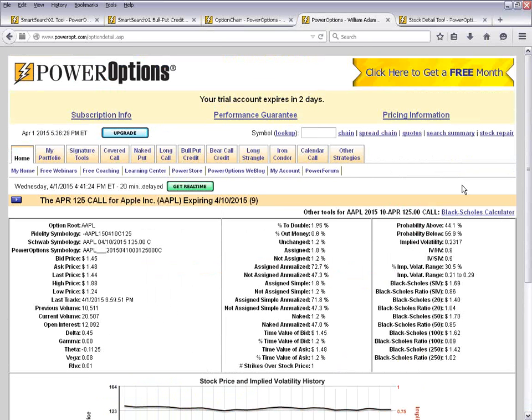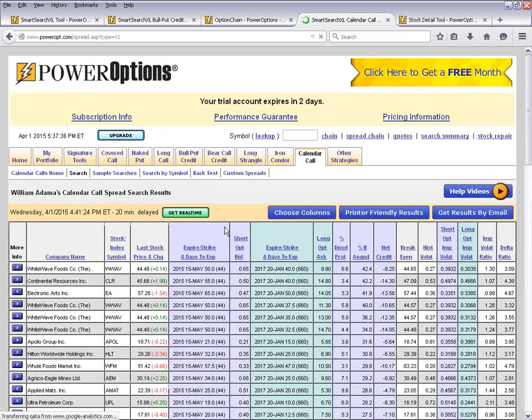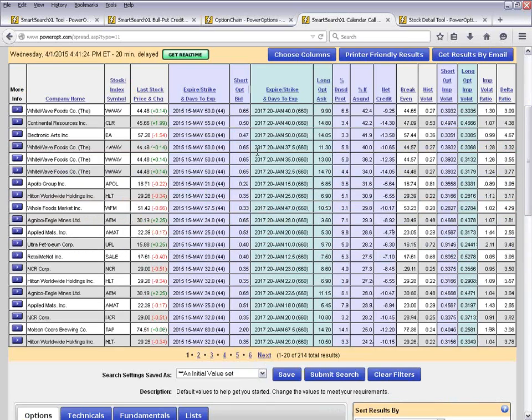Jacques asks, how can I screen for diagonals? Okay, well, I already have that selected. The first thing you'd want to do is go into the Other Strategies tab if you hadn't already. You want to go into Calendar Call. Let's go into Calendar Call and click Search. And, here's the basic setup.